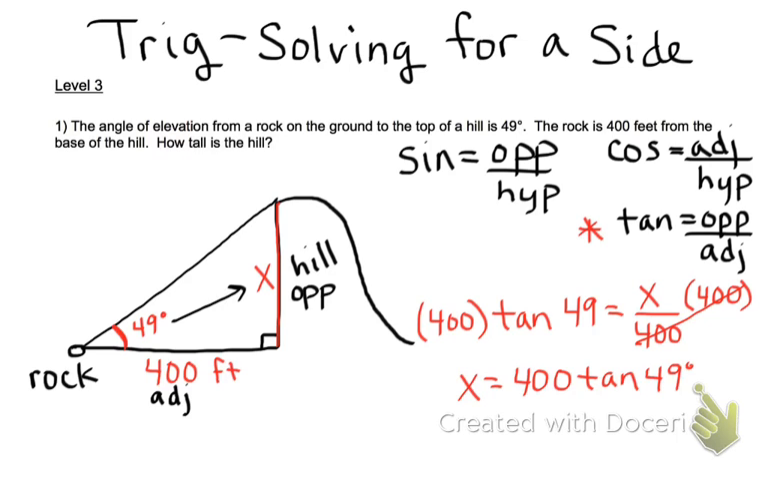Next, I'm going to put that in my calculator. I'm going to type in 400 times tangent of 49, and I'm going to get 460.14. If I round that to the tenths place, that's going to be 460.1, and my units are feet, so it's going to be 460.1 feet.